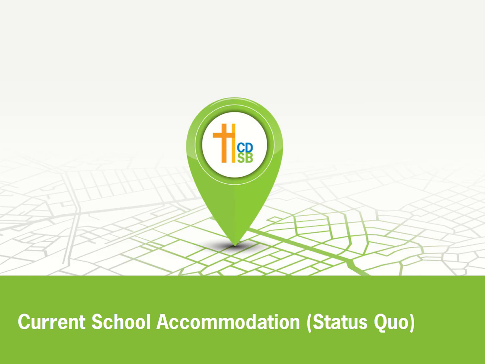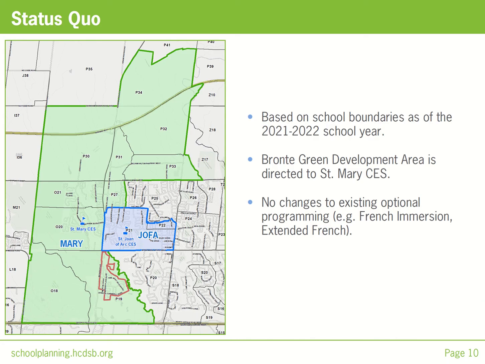Current school accommodation status quo. The status quo is based on the school boundaries as of the 2021-2022 school year. The Bronte Green area is directed to St. Mary's currently. It's the area outlined in red. And again, just to mention that there are no changes to existing optional programming, i.e. French immersion and extended French.